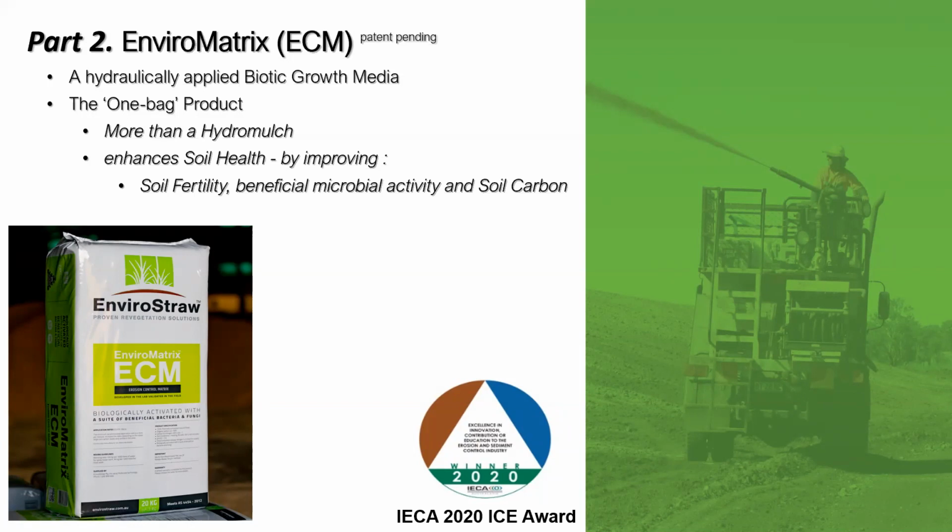How do we go about actually improving the system, particularly when we're looking at depleted or degraded soils, post-construction, post-mining, and so on? Well, we've developed a product called Enviromatrix Ecm, which is a hydraulically applied biotic growth media. It's a one bag product, so everything's included in there: the fertilizer, the microbes, the straw, the binders, and so on. And this is designed to enhance soil health by firstly improving the fertility, increasing the microbial activity, and ultimately leading to increased soil carbon.